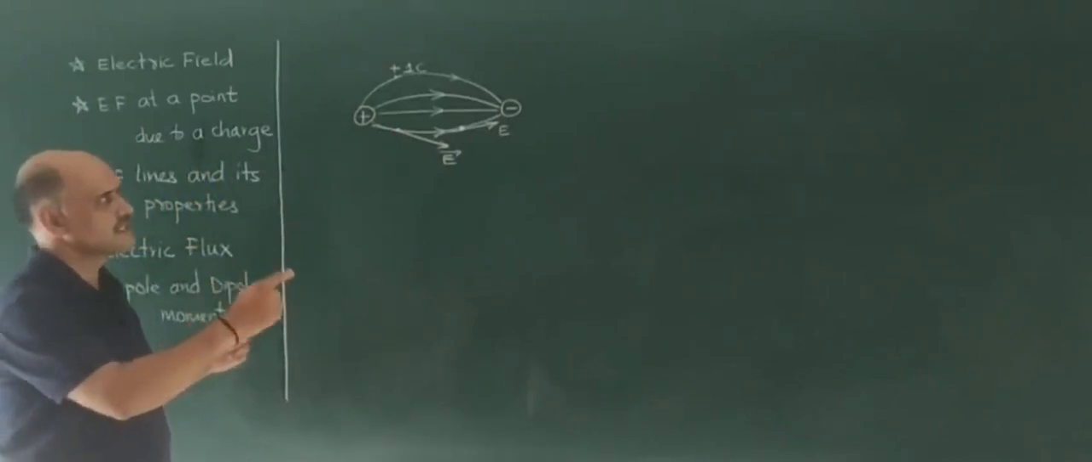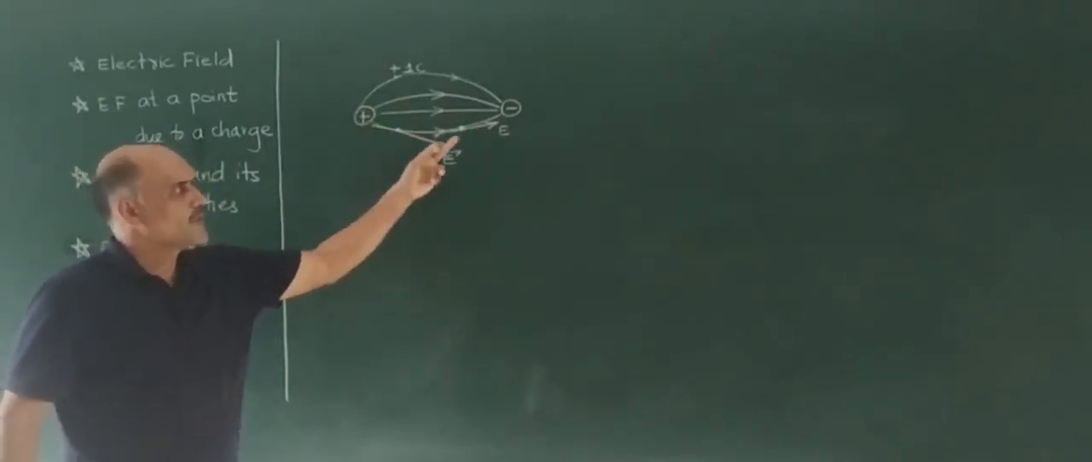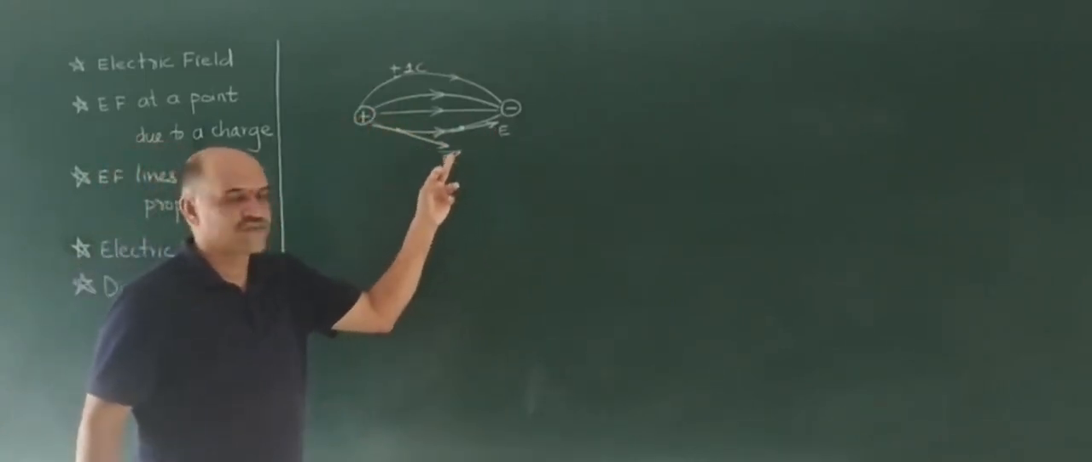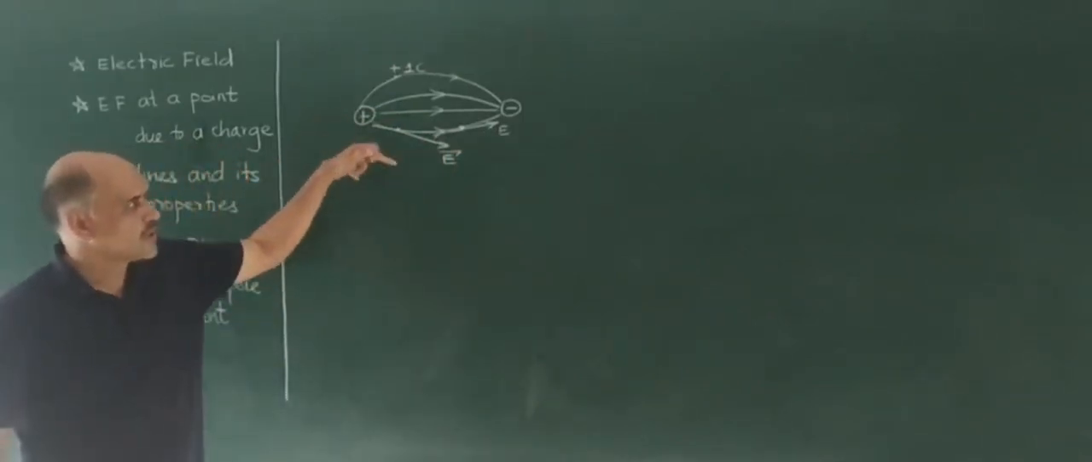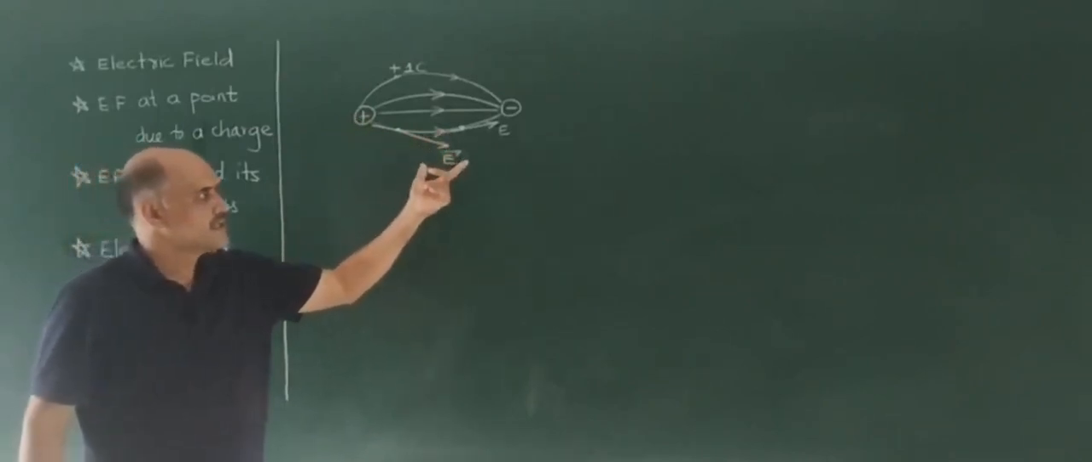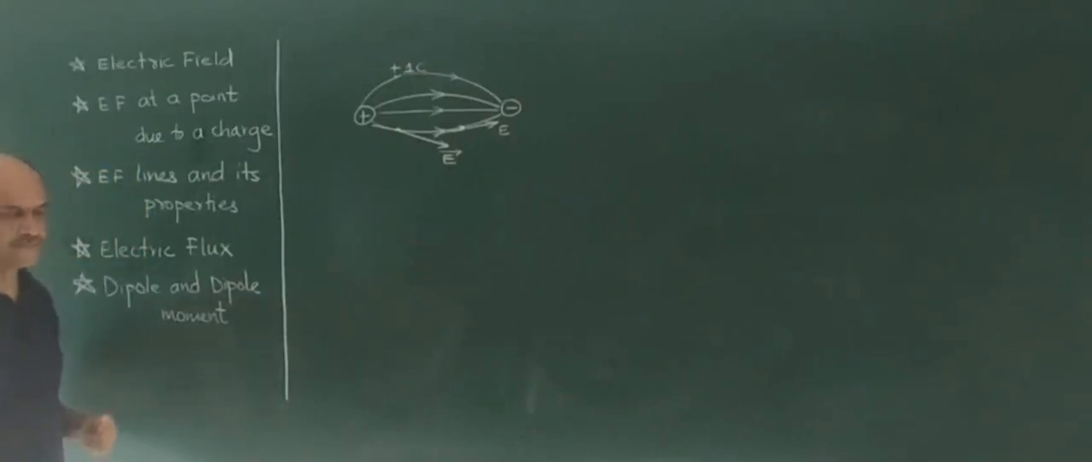These are imaginary lines joining the charges. At any point on that line, if you draw a tangent, it gives the direction of the resultant electric field. So for a point on the curve or on the line, the tangent at any point gives the direction of the resultant electric field.